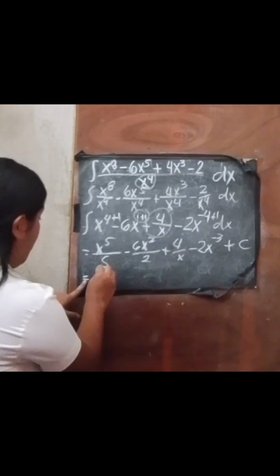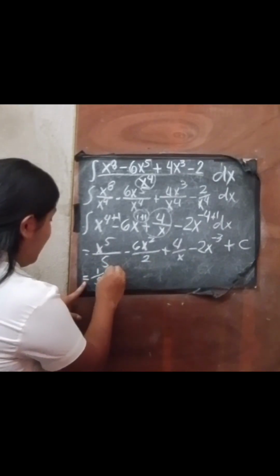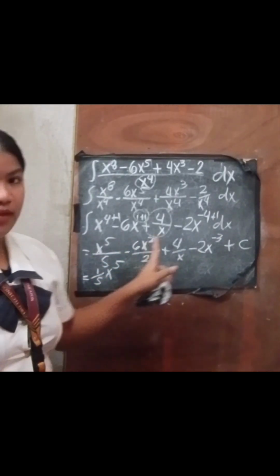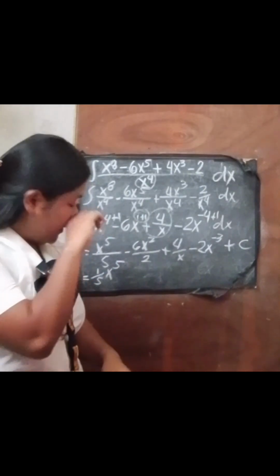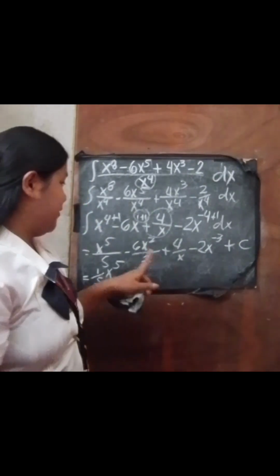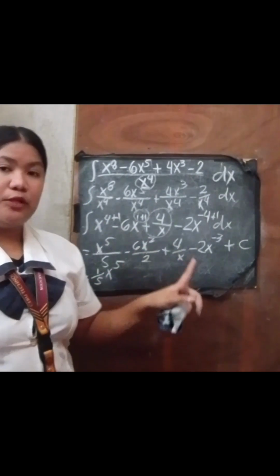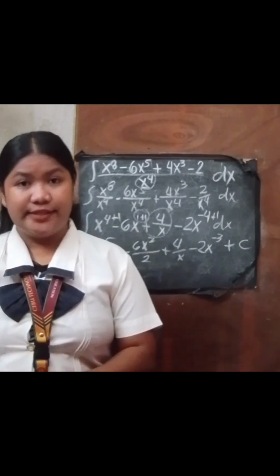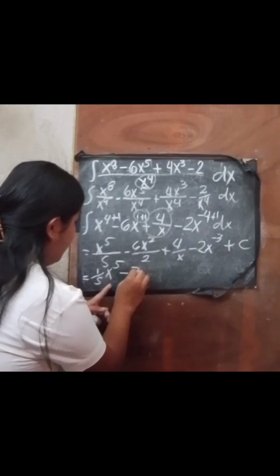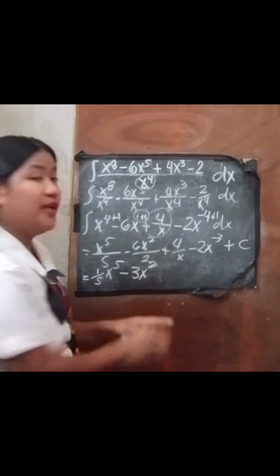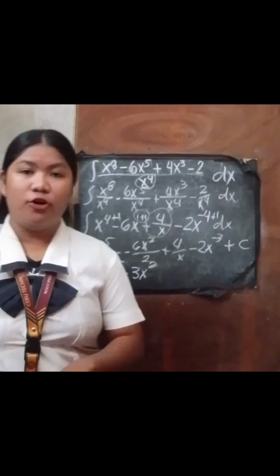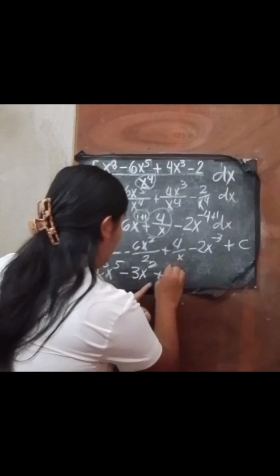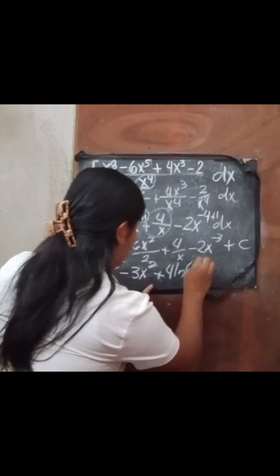May siyang 1 over 5x raised to 5. Then, since kani sila makakuan pa man nato sila, ito comes like greatest common factor which is 2. So, i-divide nato sila of 2. So, 6 divided by 2 is 3. Then, 2 divided by 2 is 1. So, mahimo na lang siya negative 3x squared. Then, ang kaning 4 over x is mahimo na siyang 4 ln x.